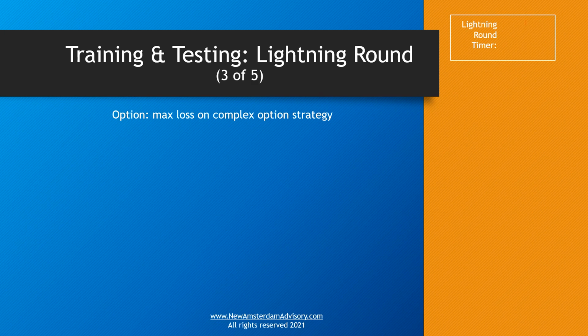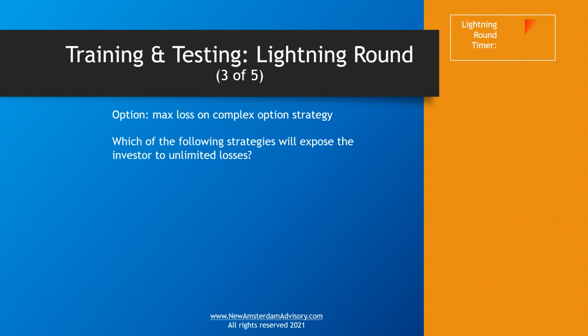Next one, maximum loss on a complex option strategy. Let's say the question could be, which of the following strategies will expose the investor to unlimited losses? And then we get a couple of options to choose from: a bull call spread, bear call spread, a short straddle, or a long straddle.